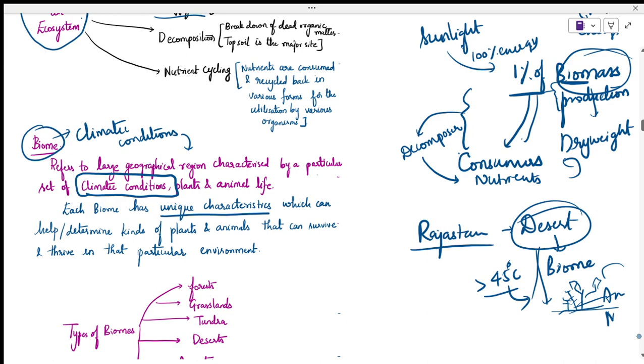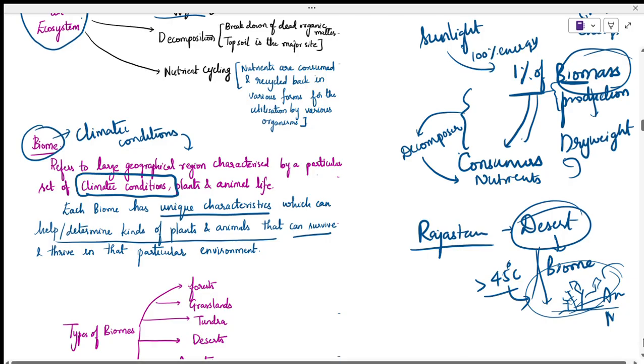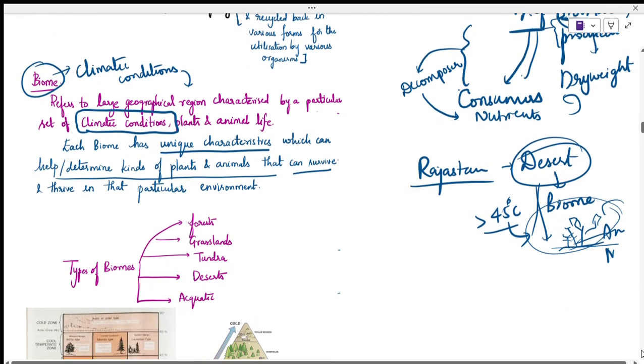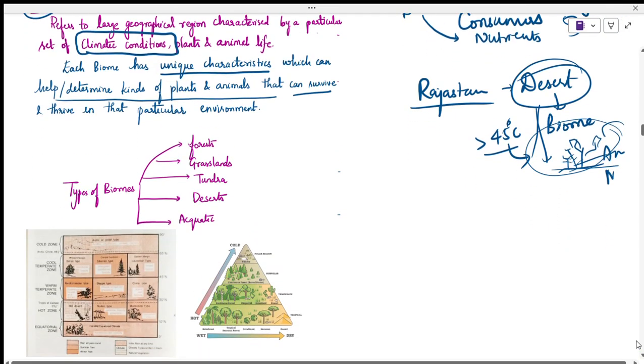So they help determine kinds of plants and animals that can survive. Only these plants can survive. Why? Because if there are no thorns, animals will come and eat them for the water. So biome will be determining what type of plants and animals can live there.